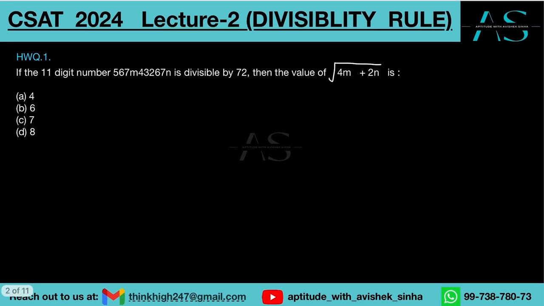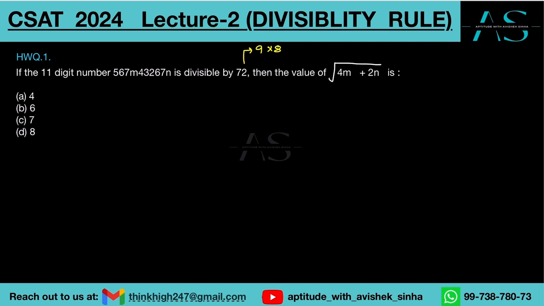If the 11-digit number, and we have the number here, has two missing values, M and N, these are small letters, but they would be replaced with a possible value of a digit, right? But there's a condition. This number is divisible by 72. So the rule of 72 says if a number is divisible by 72, it must be divisible by 9 and 8, because 9 and 8 are co-prime factors of this number.